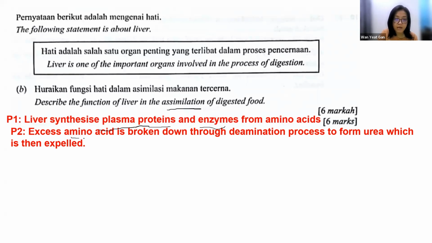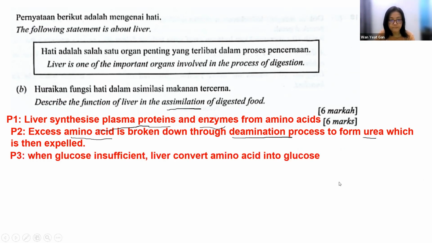Excess amino acids cannot be stored in our body because they can be toxic. So they need to be converted or broken down through a process called deamination to form urea, which is then excreted out through our urine. Next, when glucose is insufficient, the liver will convert the amino acids into glucose. So these are some functions for amino acids.